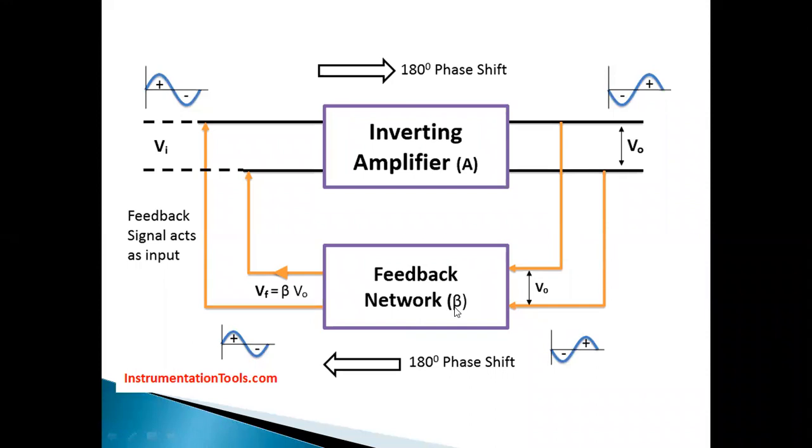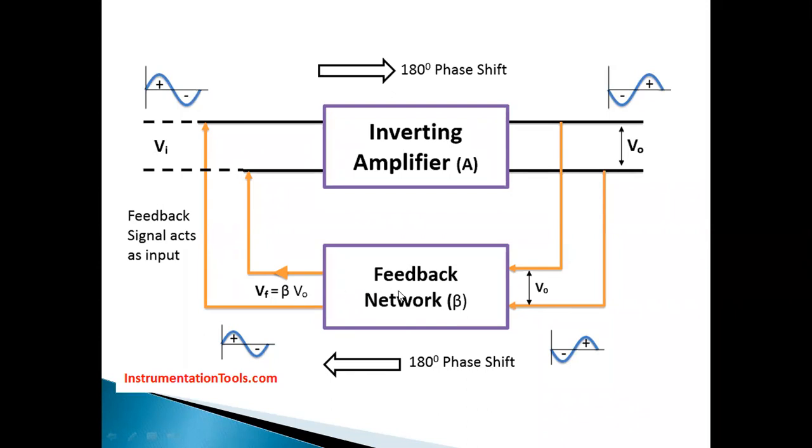Okay, beta is the ratio of the output of the feedback network to the input of the feedback network. Here, let us consider the output of the feedback network as VF, and the input of the feedback network as V0. V0 is the output of the inverting amplifier, which is again fed back to the input by the use of the feedback network. So for the feedback network, V0 is the input voltage and VF is the output voltage.